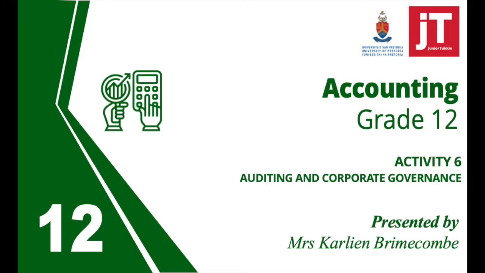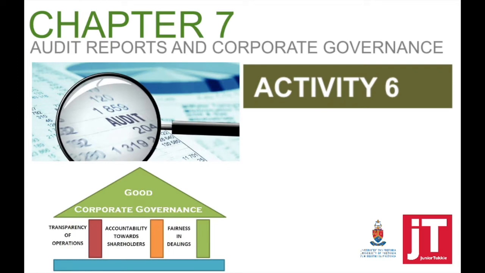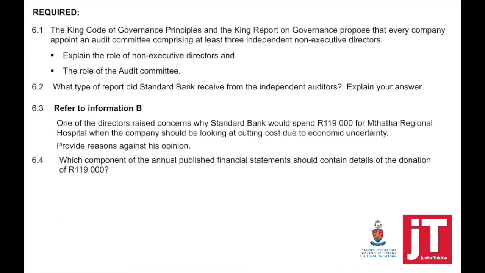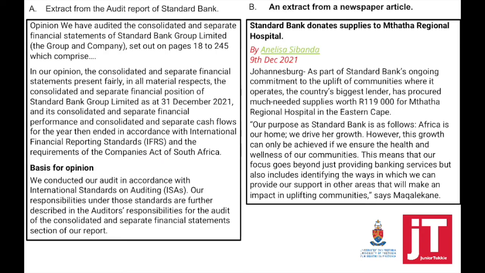Today, Junior Techies, we are going to look at Chapter 7, Activity 6. Required: we need to complete question 1 up to question number 4. If you look at the information presented, A, they provided us with an extract from the audit report of Standard Bank, and B, an extract from a newspaper article.